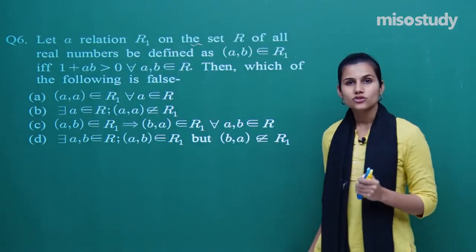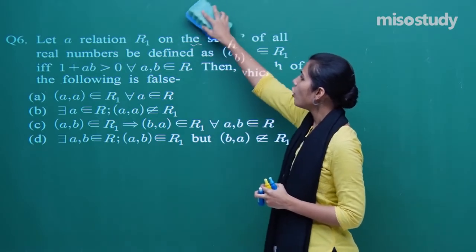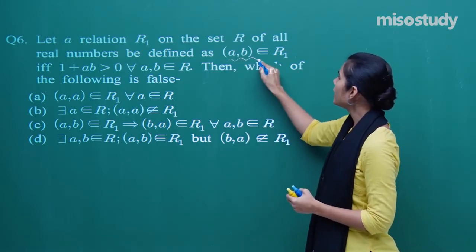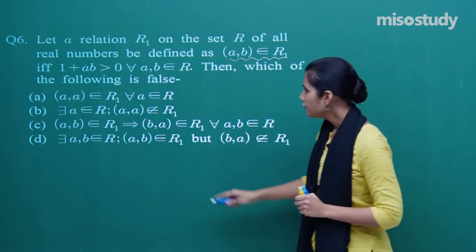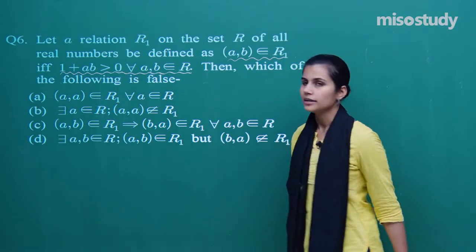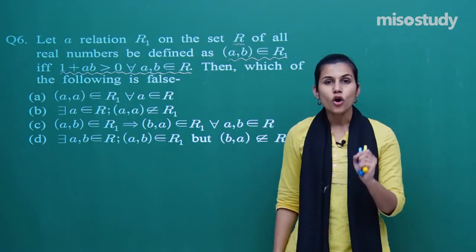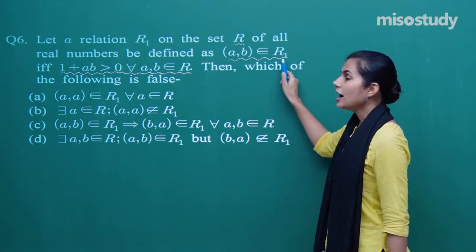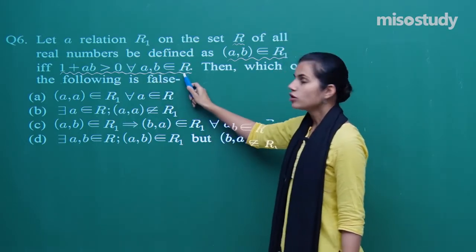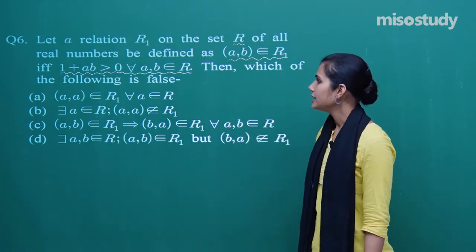Question number 6 is trying to say, let a relation R1 on the set R of all real numbers be defined as (a, b) belongs to R1 if and only if 1 plus ab is greater than 0 for all a, b in R. Over here, this R is standing for the collection of all reals. That is why R1 is the name given to the relation instead of R. So mind it, a, b belongs to R means a and b are real values. Then, which of the following is false?